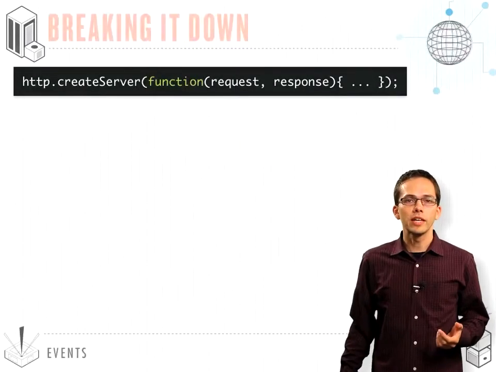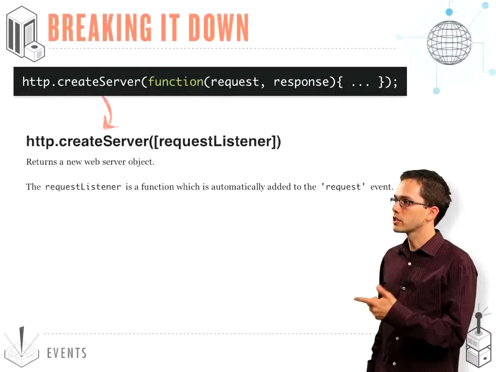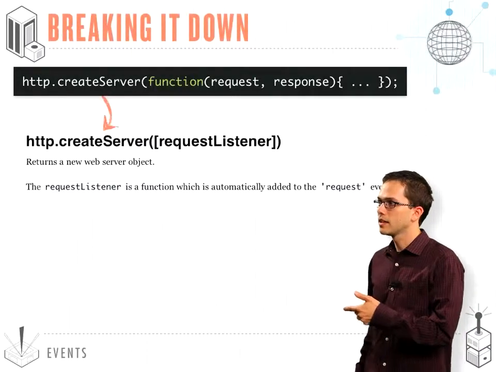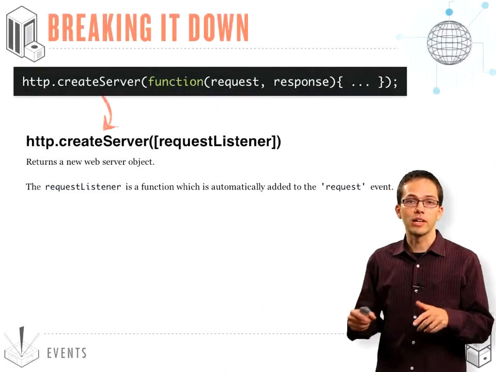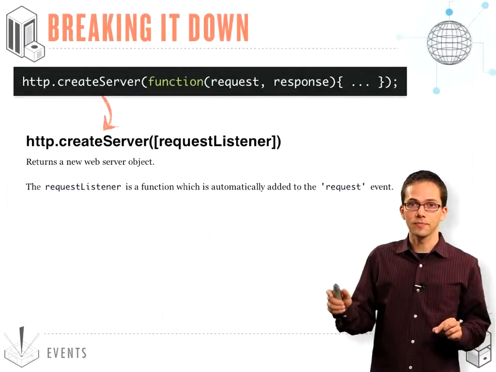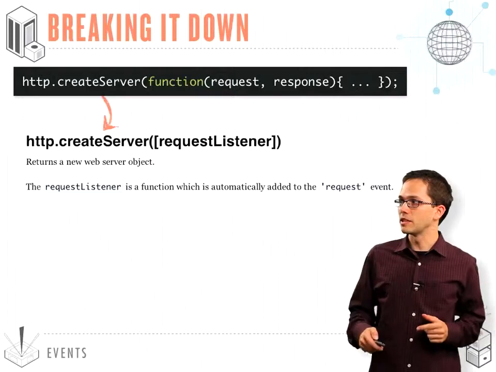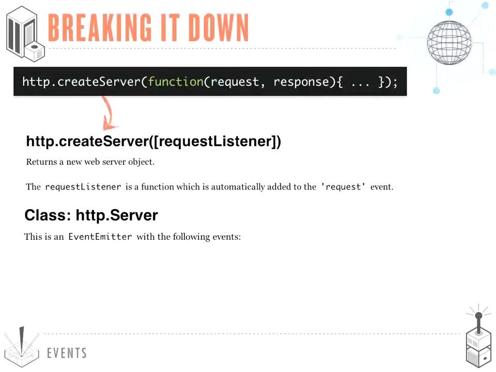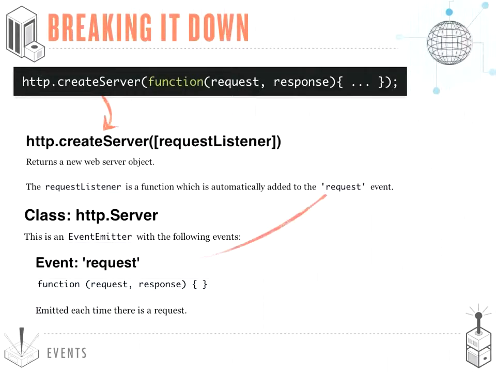So if we look up the createServer function, we can see that it returns a new web server object. We pass as a parameter a request listener, which listens on the request event. If we look up the server documentation, we're going to see that it's an event emitter. It emits several events, one of which is the request event. And you can see here the request event passes 2 parameters to the callback, which is what we're using as our only parameter to the createServer function.